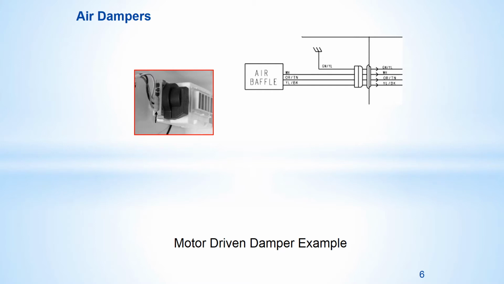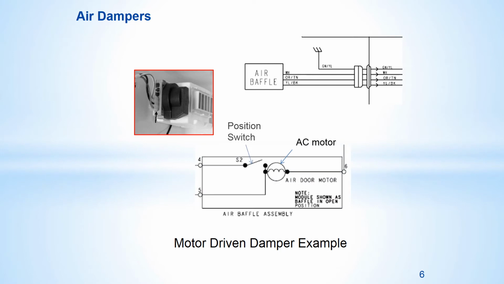This is one example of a motorized damper which uses an AC motor with a position switch. The position switch is also line voltage AC, but it is used as a logic feedback to tell the control board which position the damper is in, either open or closed, nothing in between.